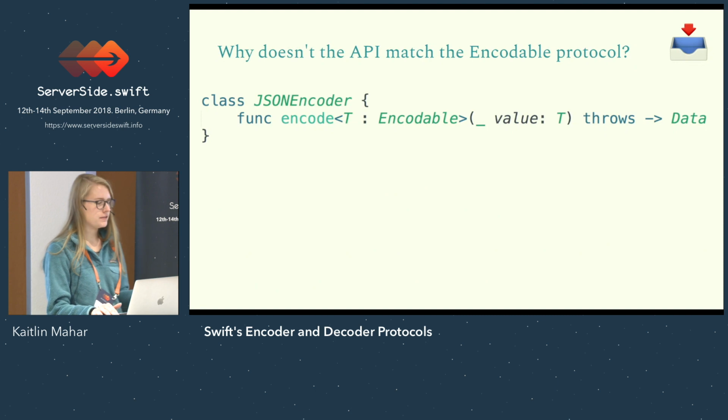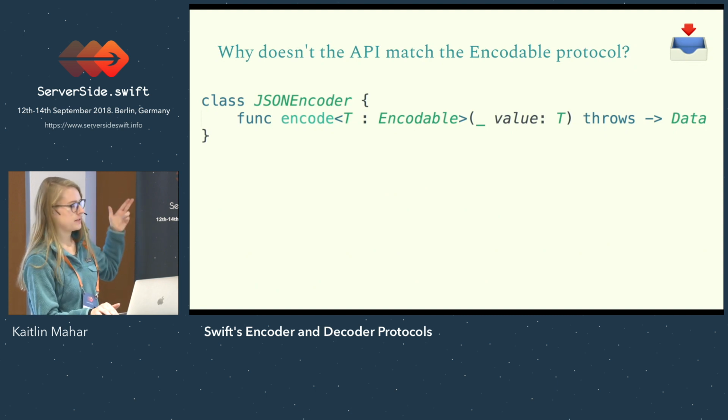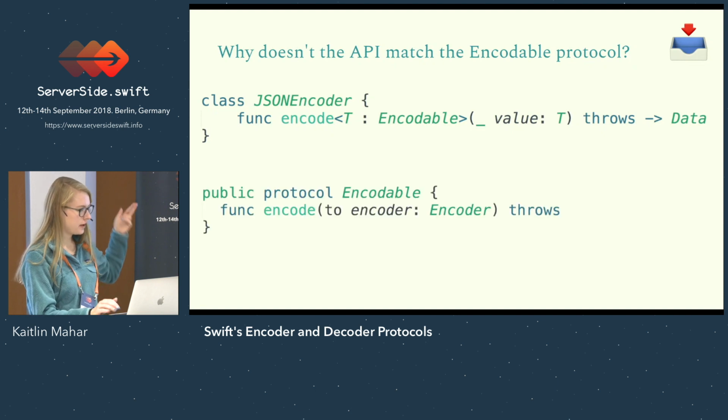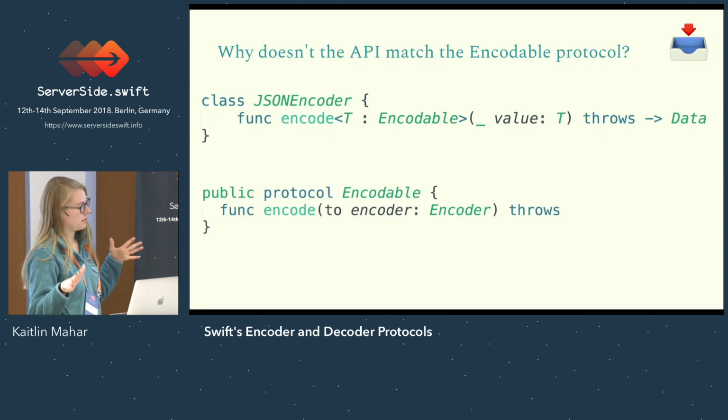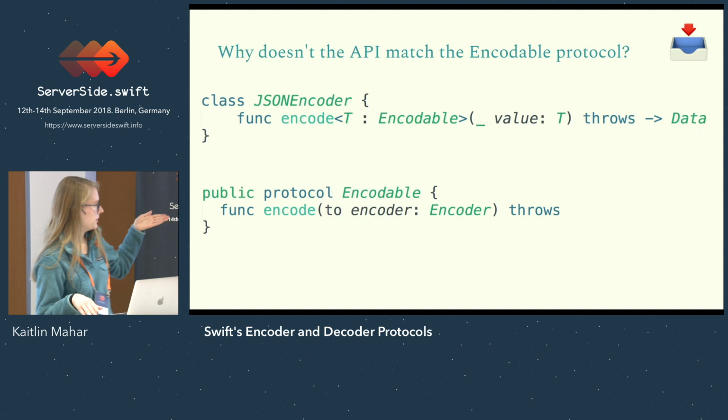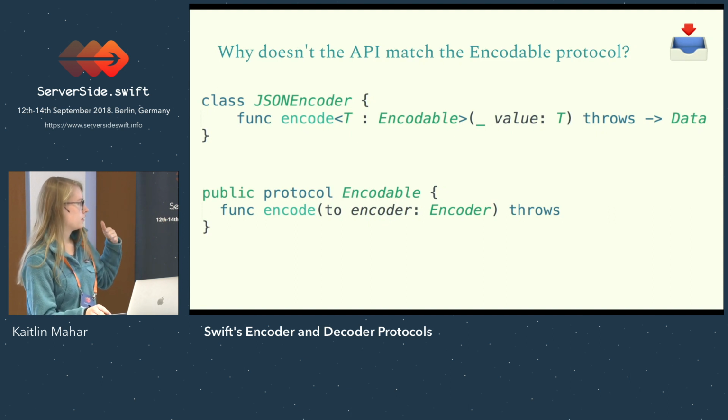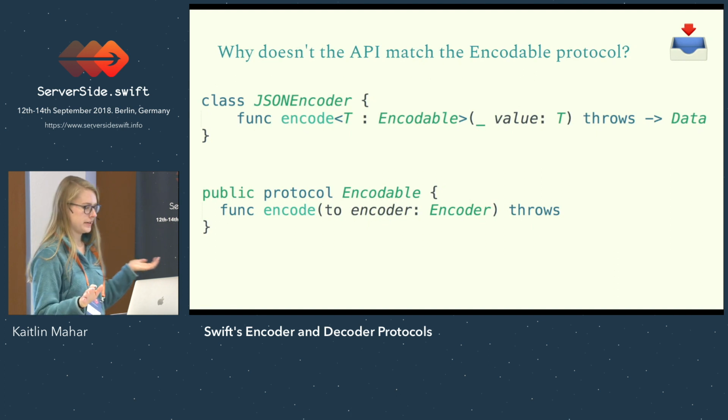One thing that's kind of confusing is that this API doesn't match the encoder protocol, right? This is the JSON encoder API, but this is the method on the encodable protocol, the method you actually have to implement. But we're not calling something like Roscoe.encode(to: jsonEncoder). So what's going on here?